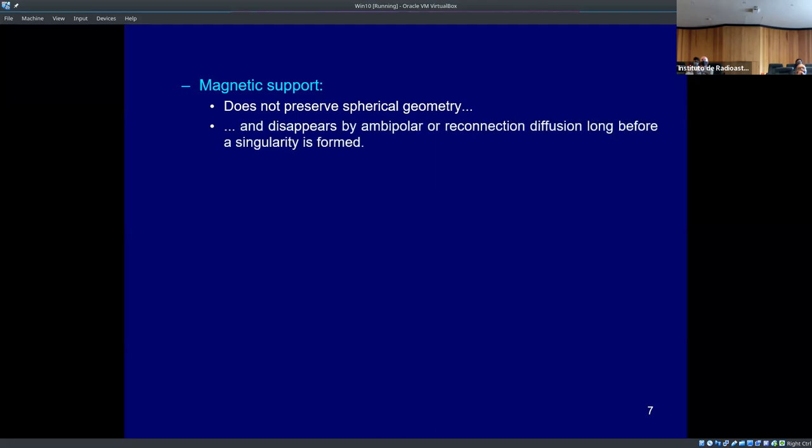And then also the magnetic support is similar to the thermal pressure support in the sense that if you allow the magnetic flux to be diffused away by ambipolar diffusion, or maybe other kinds like Alex Lazarian is advocating, reconnection diffusion, it will go on into dynamical collapse long before you have formed the singularity. So you don't need to wait until your density is infinite to decouple from the magnetic field.